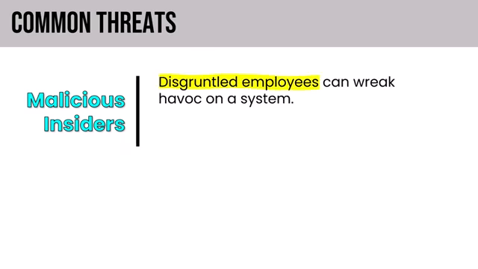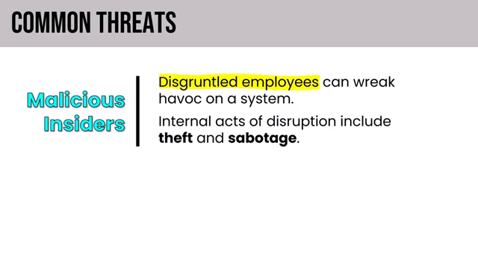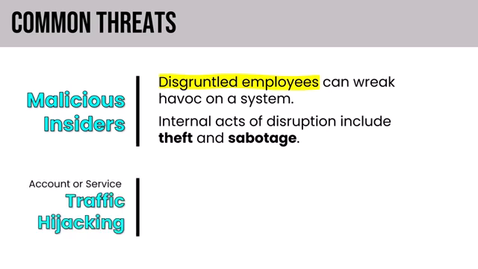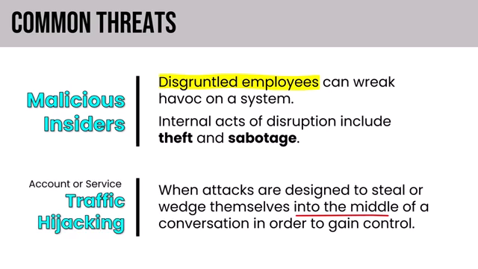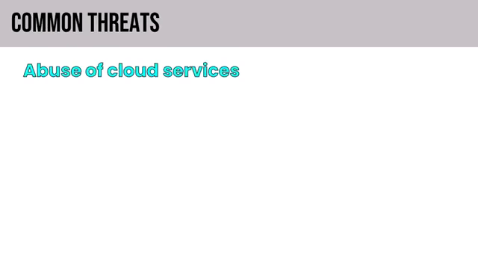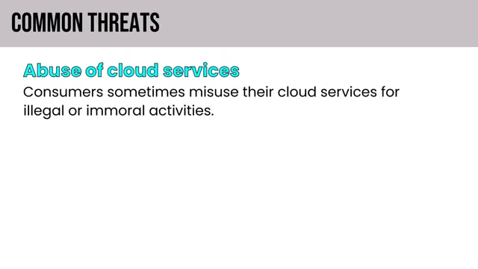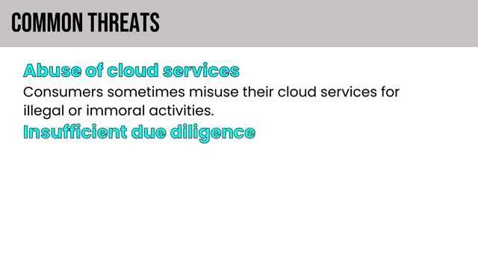So malicious insiders. These are disgruntled employees that can wreak havoc on a system. Internal acts of disruption may include theft or sabotage, so sabotage being intentional destruction. Then there's traffic hijacking, when attacks are designed to steal or wedge themselves into the middle of a conversation in order to gain control. Abuse of cloud services. Sometimes customers misuse their cloud services for illegal or immoral activities.